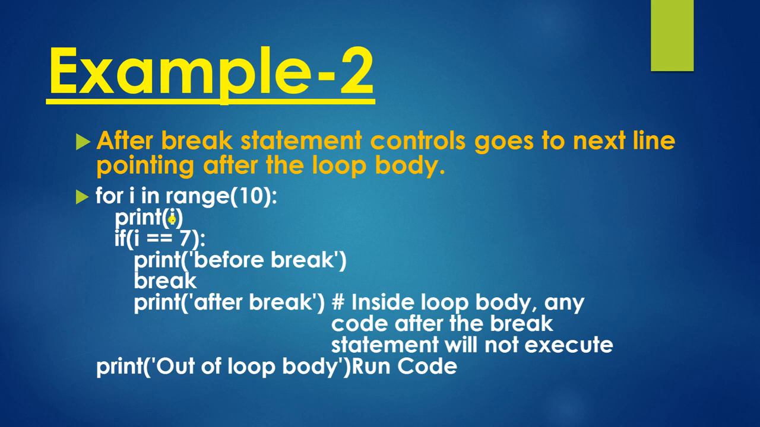When it prints the value 1, the condition if i is equal to 7 is not true, so it will not print this block. This complete block is part of the if statement. When all the conditions have been checked, it comes out of the loop and prints the message out of the loop body.